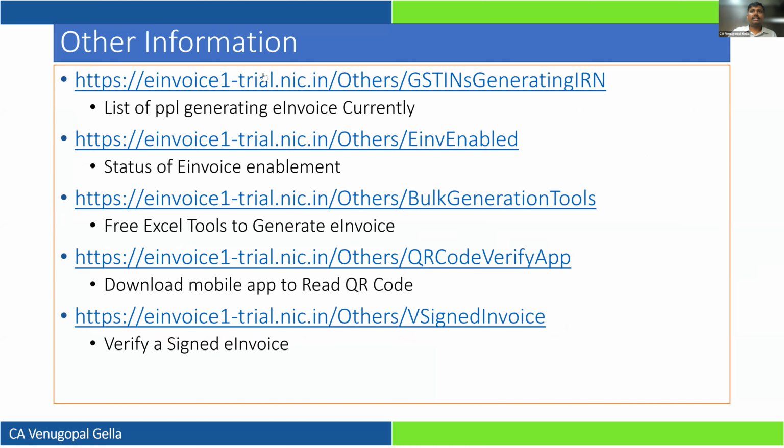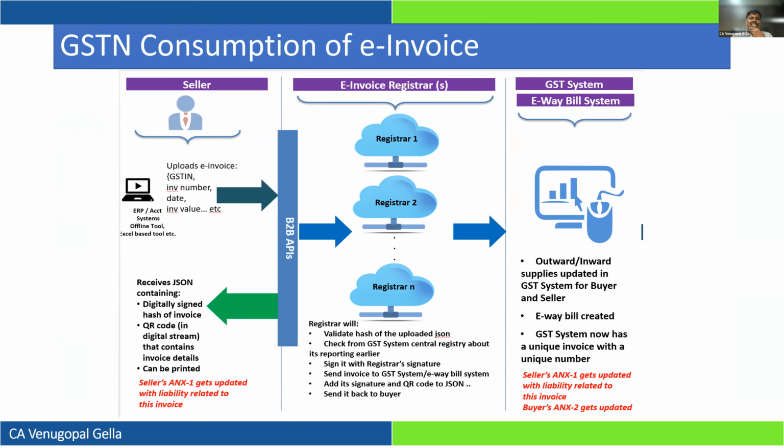They have also given other tools. Who are the people who are generating e-invoice? Is e-invoice enabled for you or not? What is the status of other people? If someone is giving you a signed invoice, can I verify the signed invoice? All those tools have been given on the portal. You can log in and use them. Okay. This is a schematic view of how e-invoice would look like and how e-invoice would function.